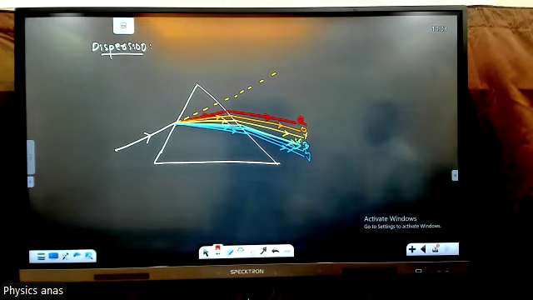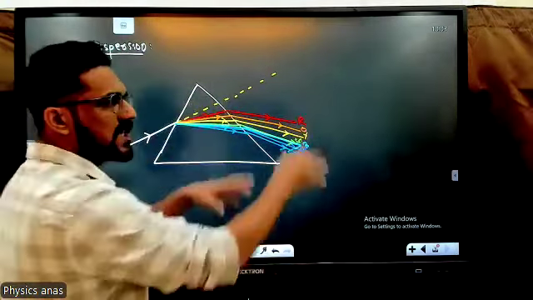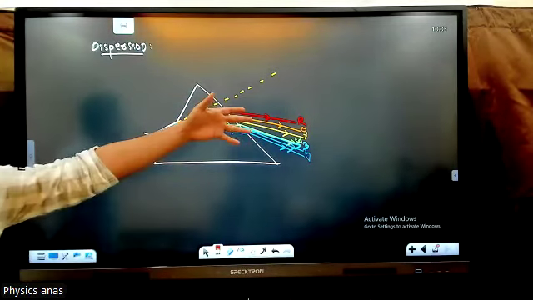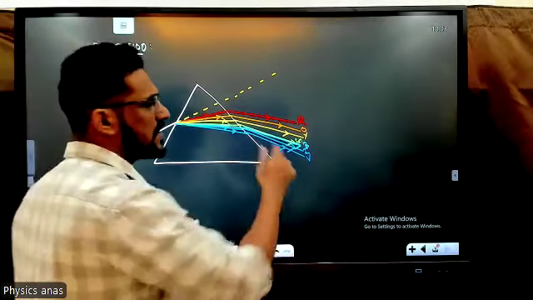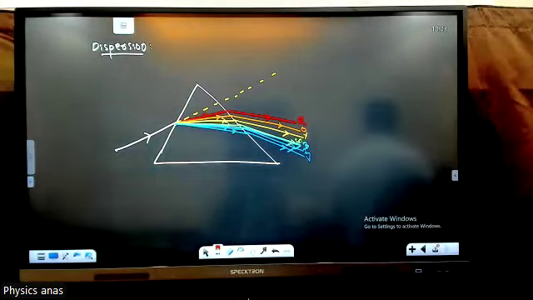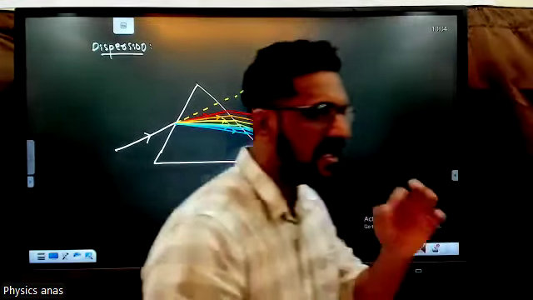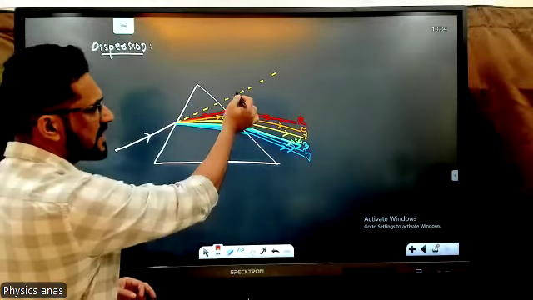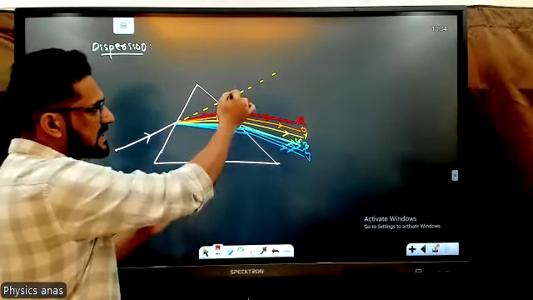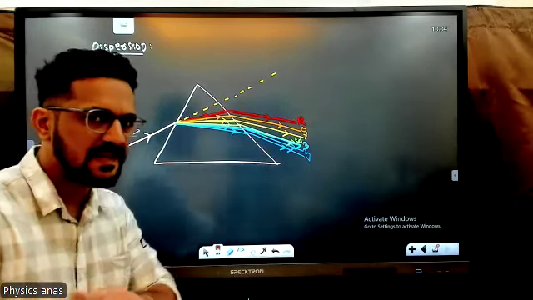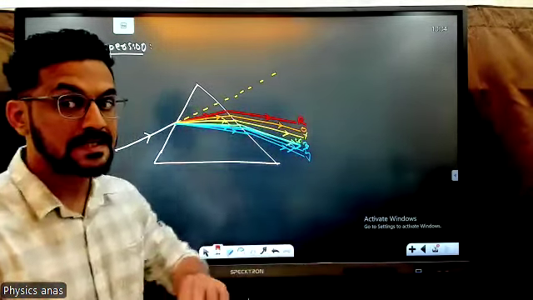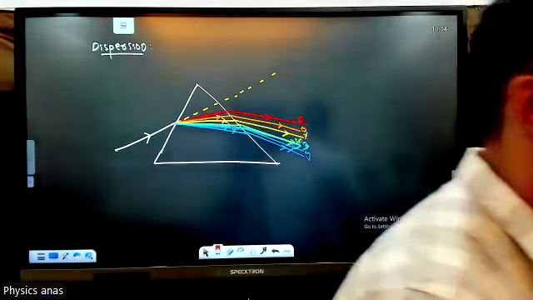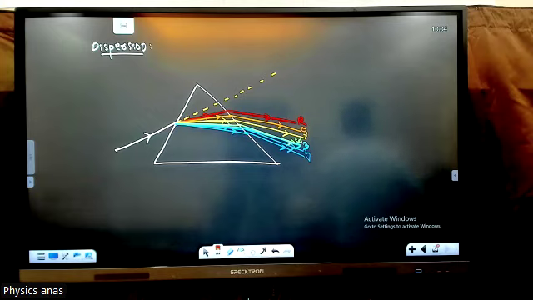So what happens here? The white light is splitting into 7 component colors. Can you see that on the board? And which color has the least deviation, and which has the most deviation? Red is deviated least. There will be the least angle of deviation here. And violet is deviated most. Can you see that?